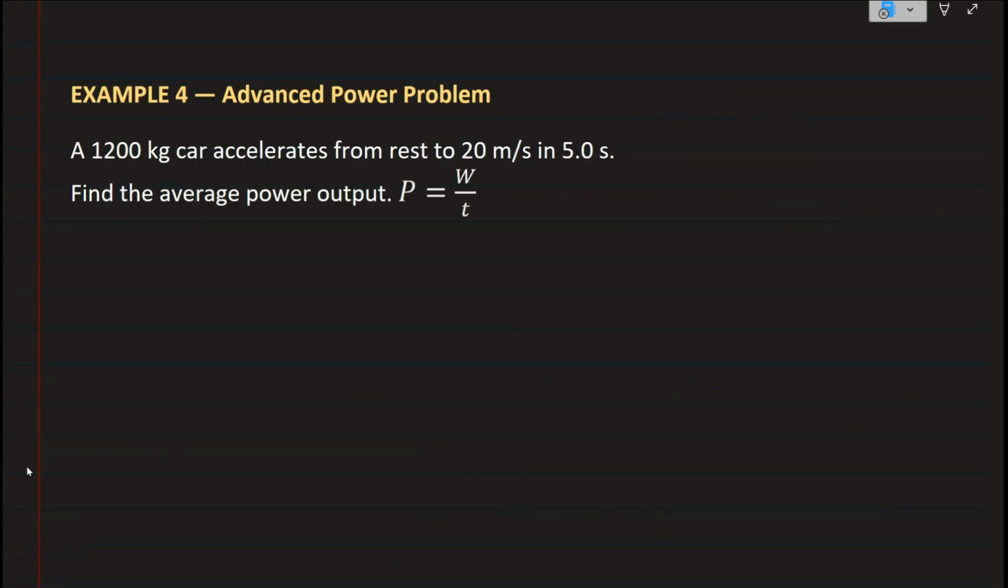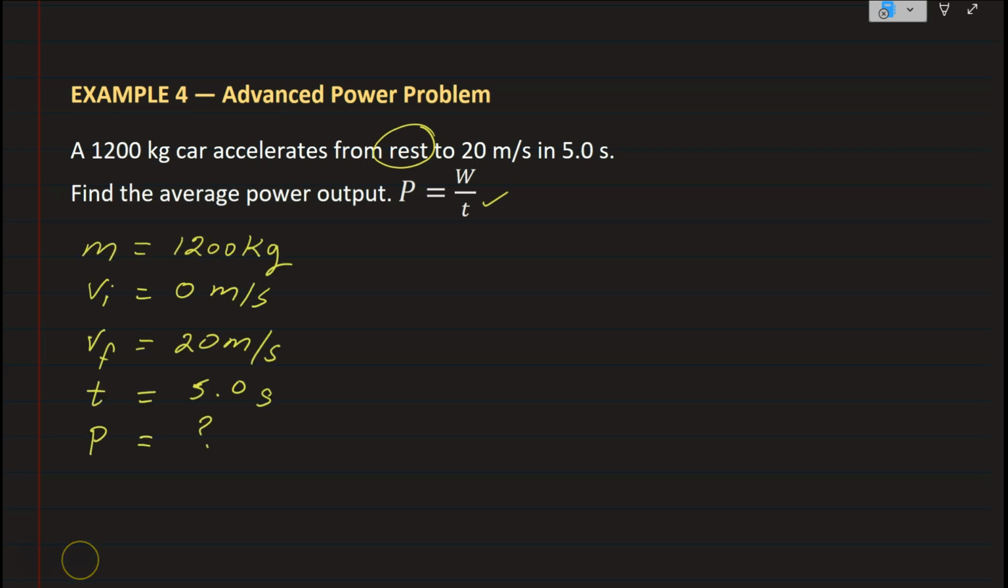We have a 1200 kg car that accelerates from rest to 20 meters per second in 5 seconds, and we want to find the average power output. I put in there the power formula. Let's write up what we do know. We want to find power, but again, in this formula, we don't have the W, the work. So first we have to find what work is.